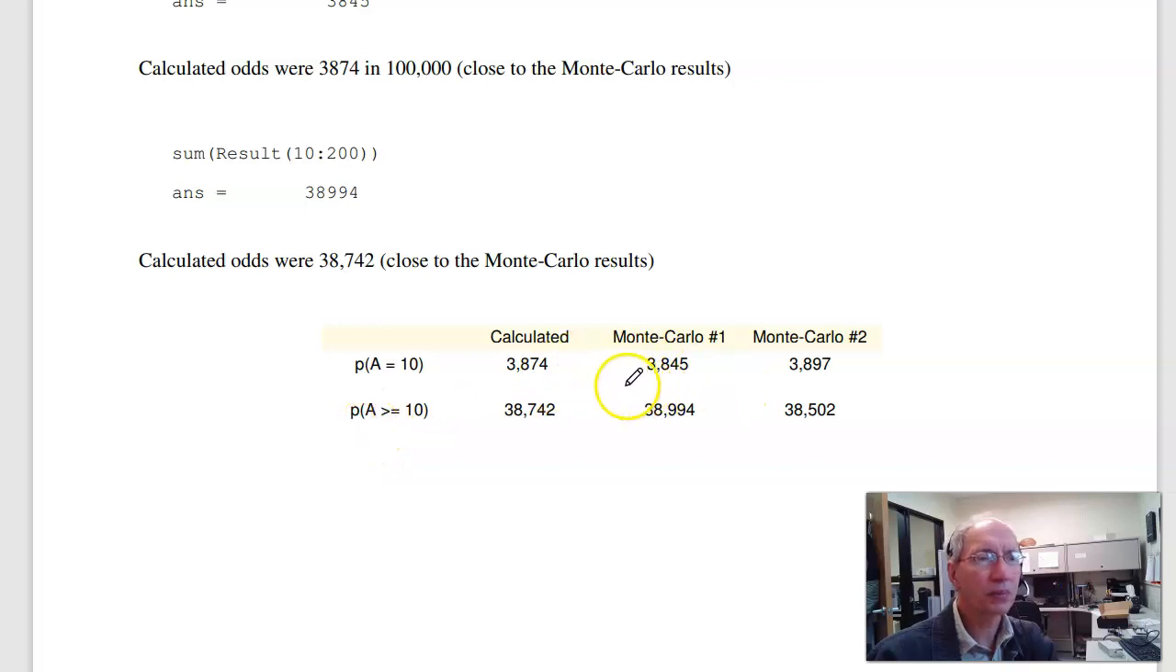So comparing them, calculated matches Monte Carlo. If I run Monte Carlo a second time, I'll get a different answer. It's random, but it's close, so it's right around 3.8% or 38%.